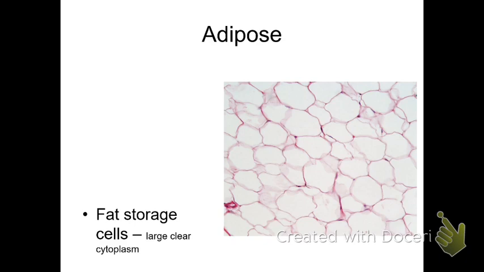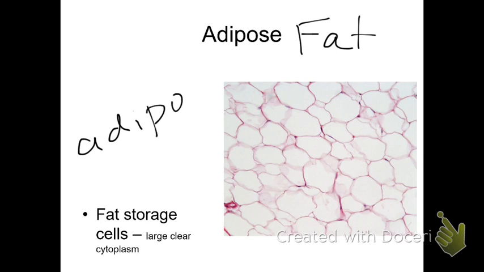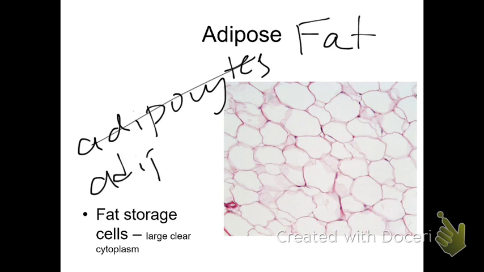Adipose, or fat tissue. Now the cells here are called adipocytes. Okay, so the cells are adipocytes. Fat is a protective layer. It also helps to store some energy. What you see are cells that are largely empty looking. Now, in your body, they're not empty.